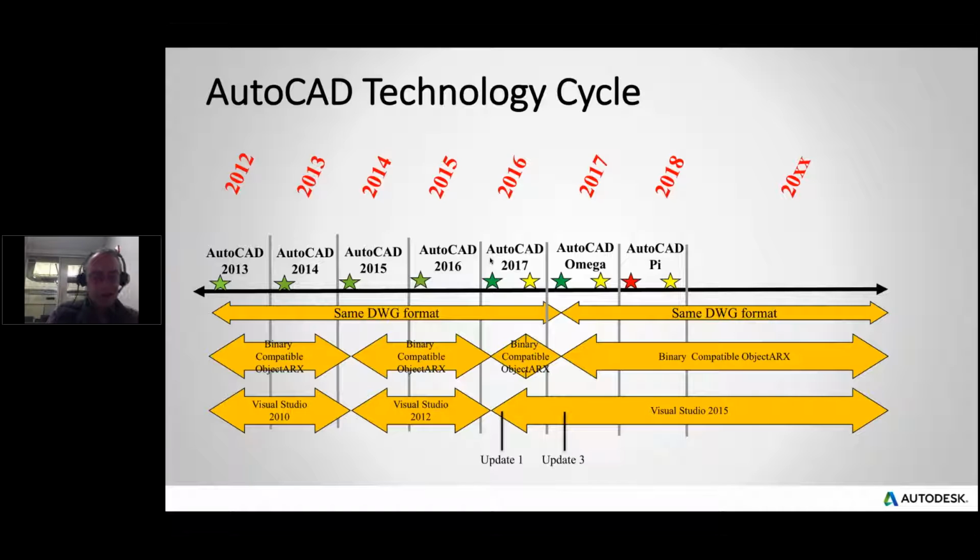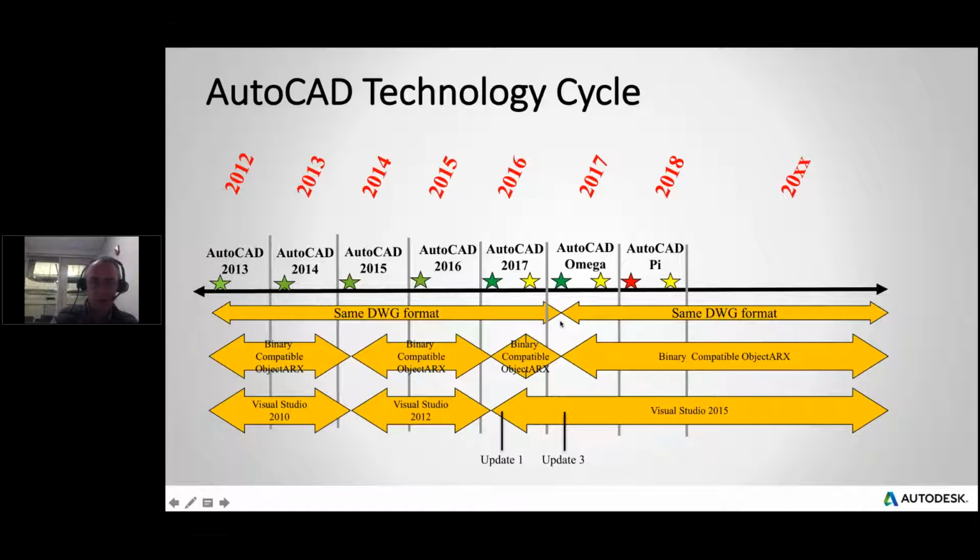So it's a big boots to fill for me to be actually presenting this slide because it's actually quite complicated. But basically, where it says AutoCAD Omega here, that's the 2018 release. AutoCAD Pi is the 2019 release. And what you're seeing here is the breakpoint between the releases.